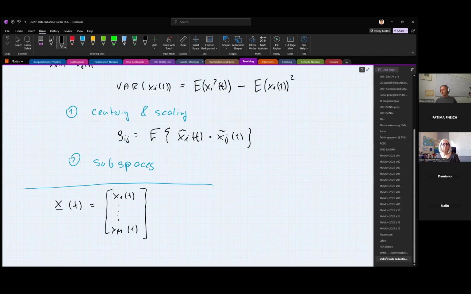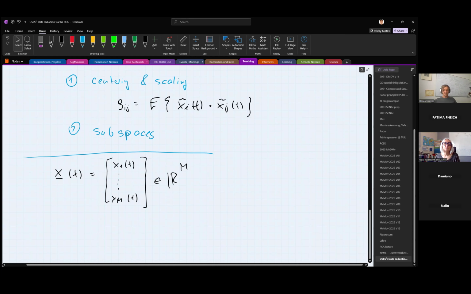And the idea was, again, this lives in a, let's say, m-dimensional space. But due to structure, we believe that this occupies just some subspace of R^m. Yeah, it lives in a linear subspace.